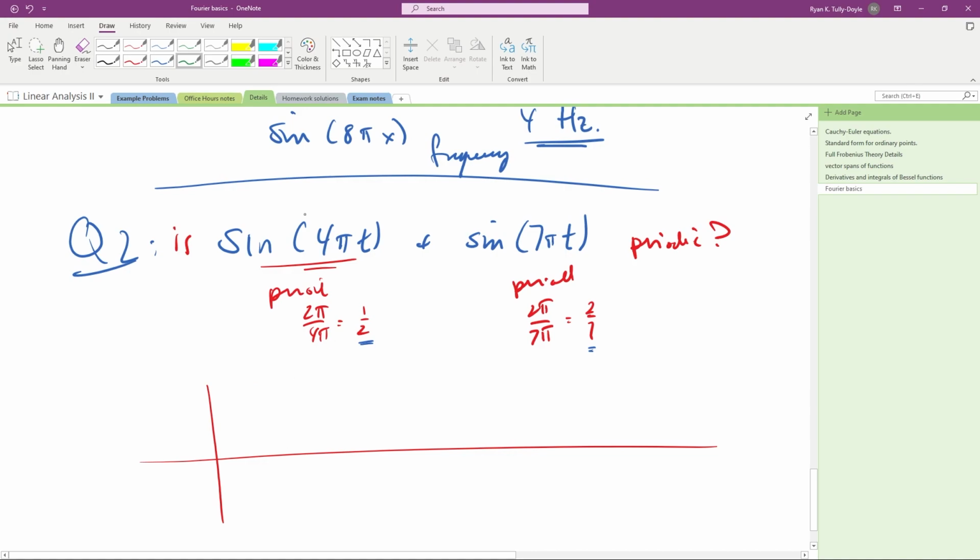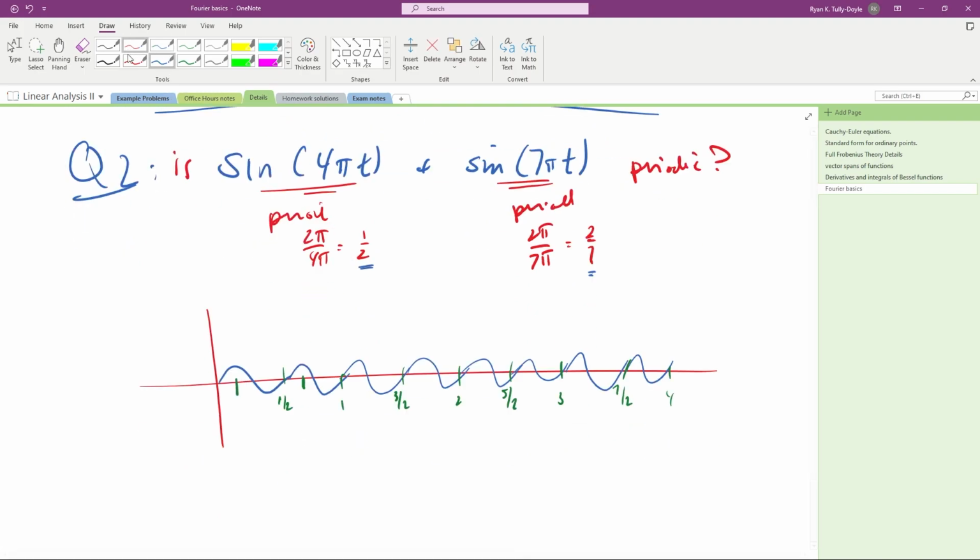Well, just imagine that you have the sine of 4 pi t doing its part. So every 1/2 of a unit, 1/2, 1, 3/2, 2, 5/2, 3, 7/2, 4, and so on. This thing is going like this. So we have the sine function, so it's kind of going sine, sine, sine, sine, and so on.